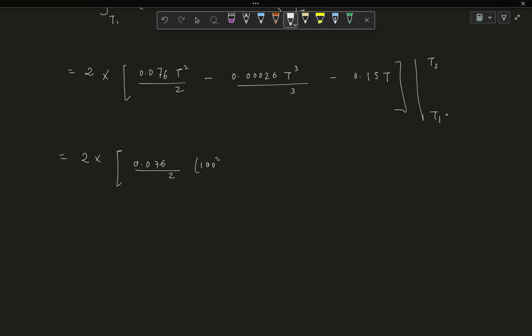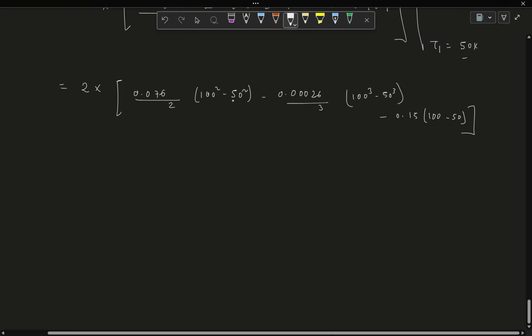Now this is the time to see what our T1 and T2 are. You are changing your temperature from 50 Kelvin to 100 Kelvin. So initial temperature T1 is 50 and final temperature T2 is 100. You use the values mentioned in the question, and your upper limit and lower limit of the integral, you substitute in the expression. So this is 100 square minus 50 squared, minus 0.00026 by 3, then 100 cube minus 50 cube, minus 0.15 into T, which is simply 100 minus 50.